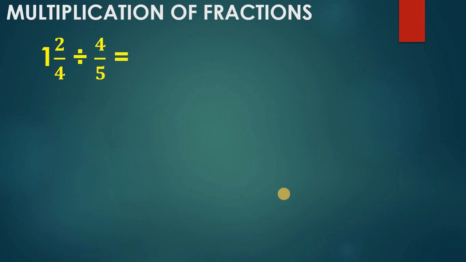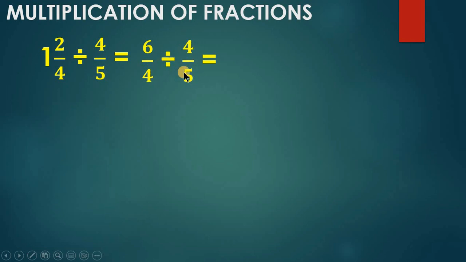Yan. So, meron ba tayo? Siyempre, hindi mawawala ang mixed fraction. So, siyempre, ang gagawin natin, gawin muna natin itong improper fraction. So, 1 and 2/4. So, magiging 6 all over 4. So, 4 times 1 is 4 plus 2, we have 6. Then, copy the denominator. Ayan. So, 6 all over 4 divided by 4/5.